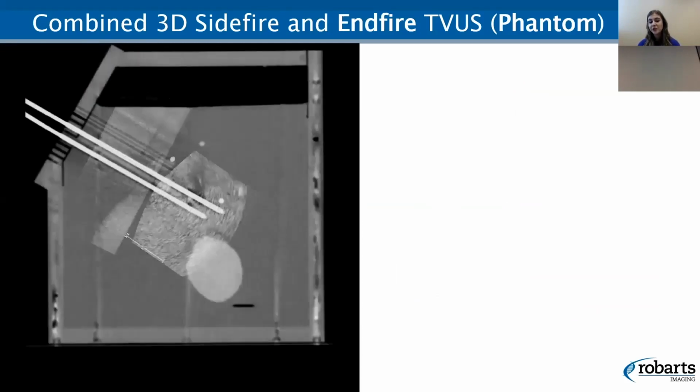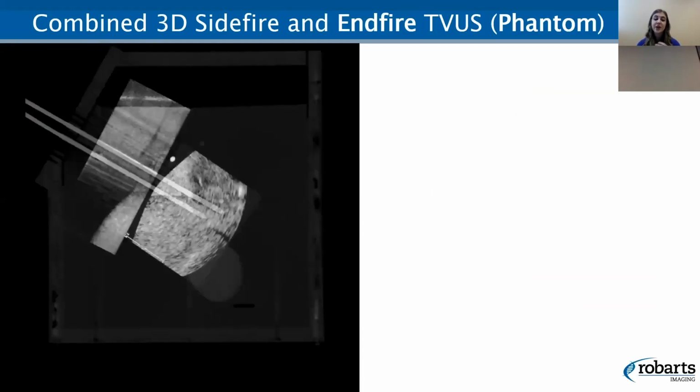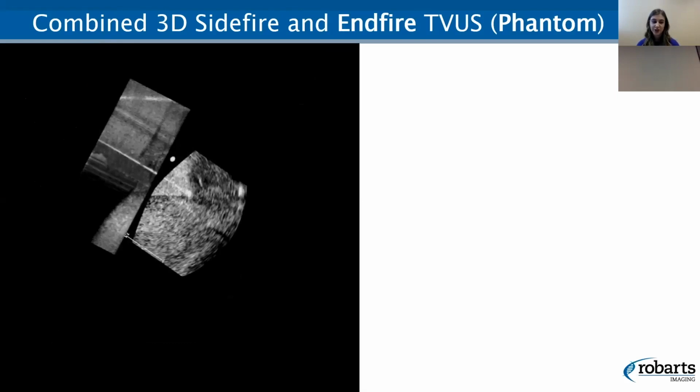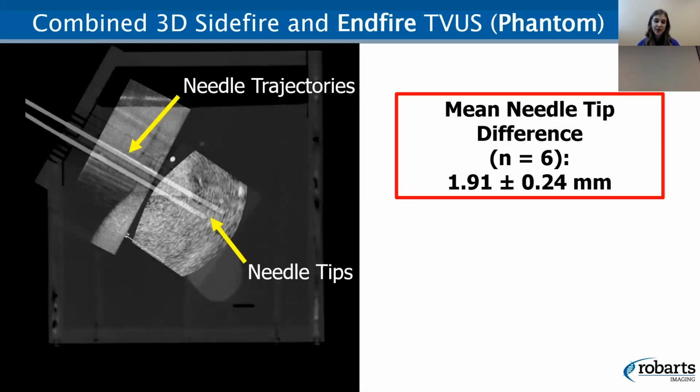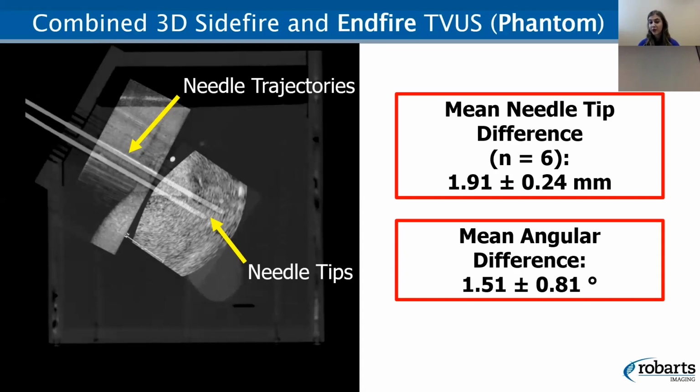And if we blend in between those modalities, we see that we get different information from each approach. In particular, we get really clear needle trajectories from our Sidefire image and needle tips from the Endfire. And so in our phantom study, we had a mean needle tip difference of about 1.9 millimeters and a mean angular difference of about 1.5 degrees, which we think is adequate to continue investigating this in a future patient study.